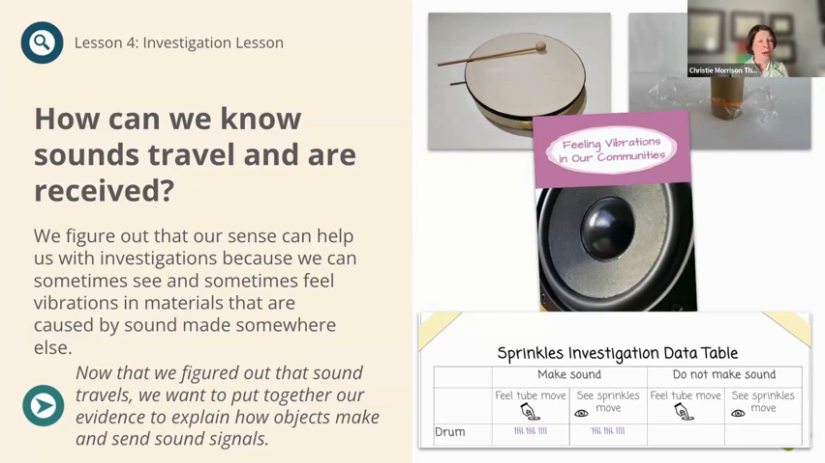We observe the sprinkles bounce and the tube wiggles when the drum makes sound, but not when the drum is not making sound. We analyze our data as a class to identify another cause and effect relationship. Sound can cause other objects to vibrate. Finally, we engage in another read aloud that helps us connect our classroom observations with others' experiences and our own.